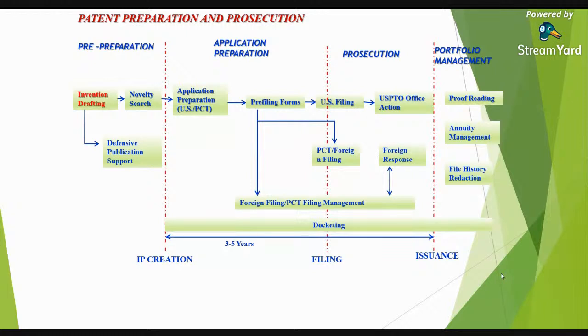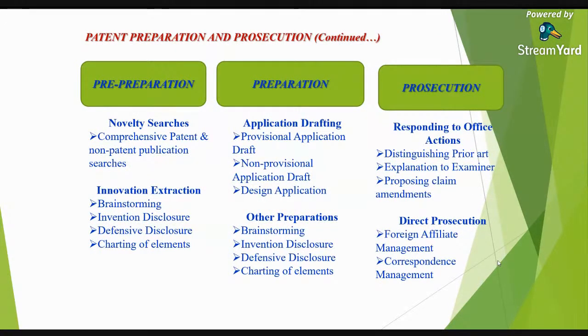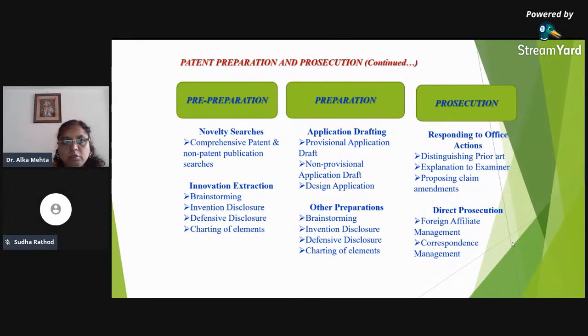And then once the patent is granted, you have to maintain it, do the corrections of the patent claims, and also manage the portfolio of the patents. So by and large, this covers patent preparation, filing, and prosecution. I hope this was clear. Of course, if there are any questions, you are welcome to ask. I'm just trying to give a broad outline introduction of filing and prosecution.